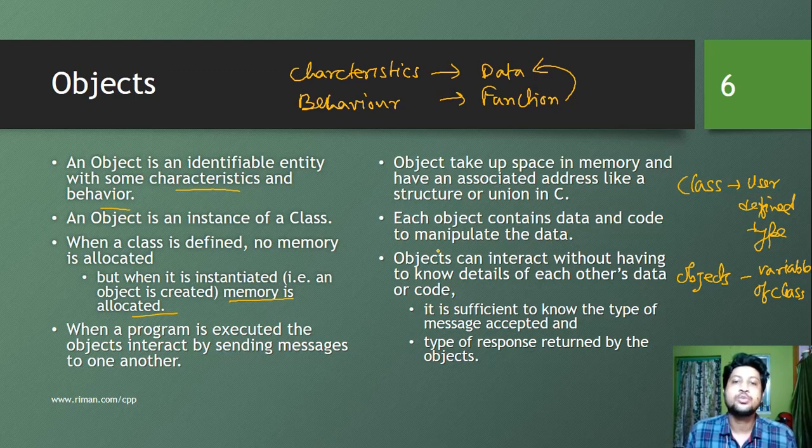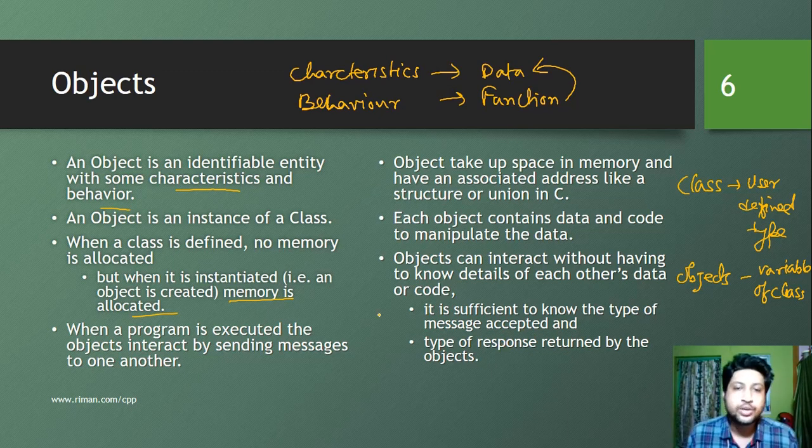Data and code to manipulate the data. So that is the same. The data represents the properties or characteristics of that particular object, whereas the code or the functions will manipulate those characteristics. So objects can interact without having to know details of each other's data or code. It is sufficient to know the type of the message accepted and the type of the response returned by the objects.